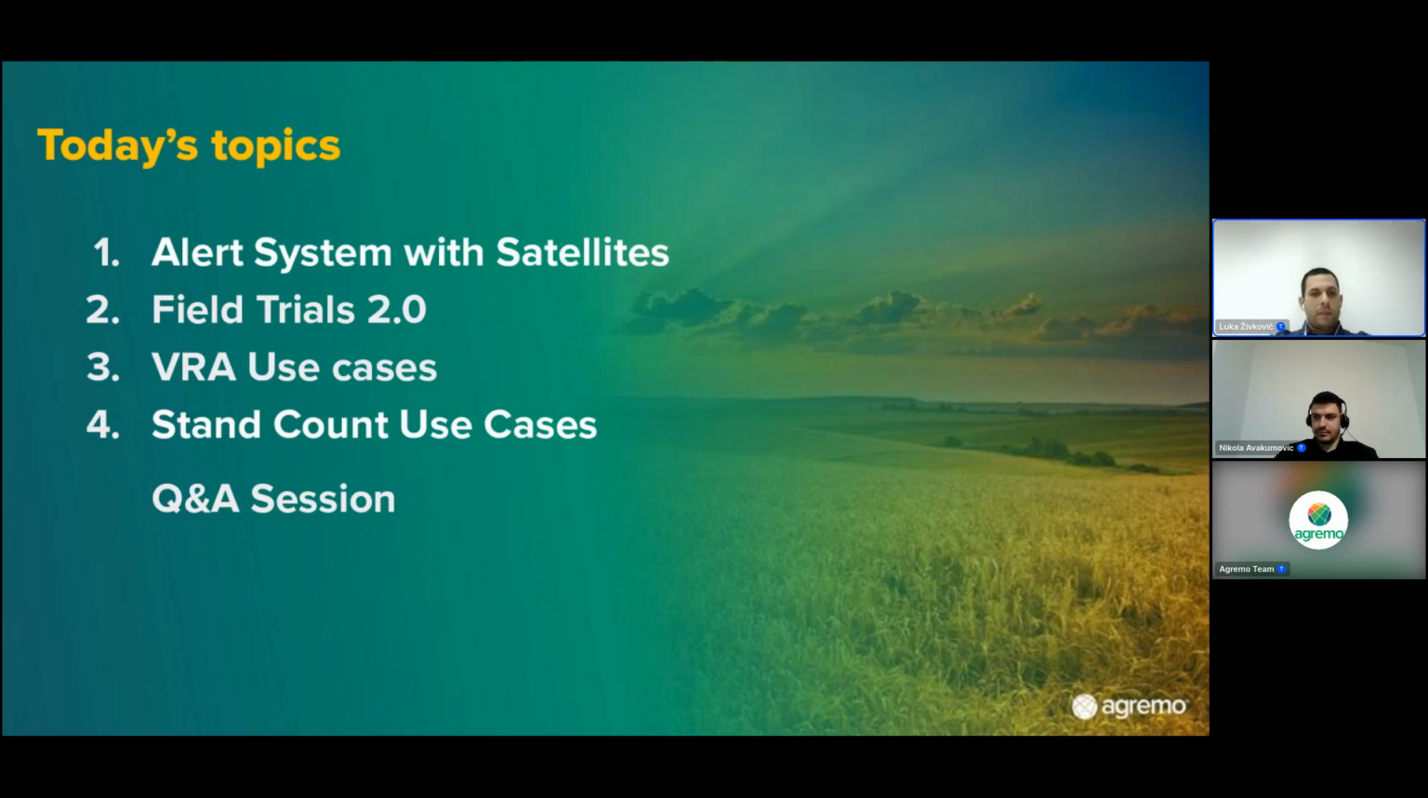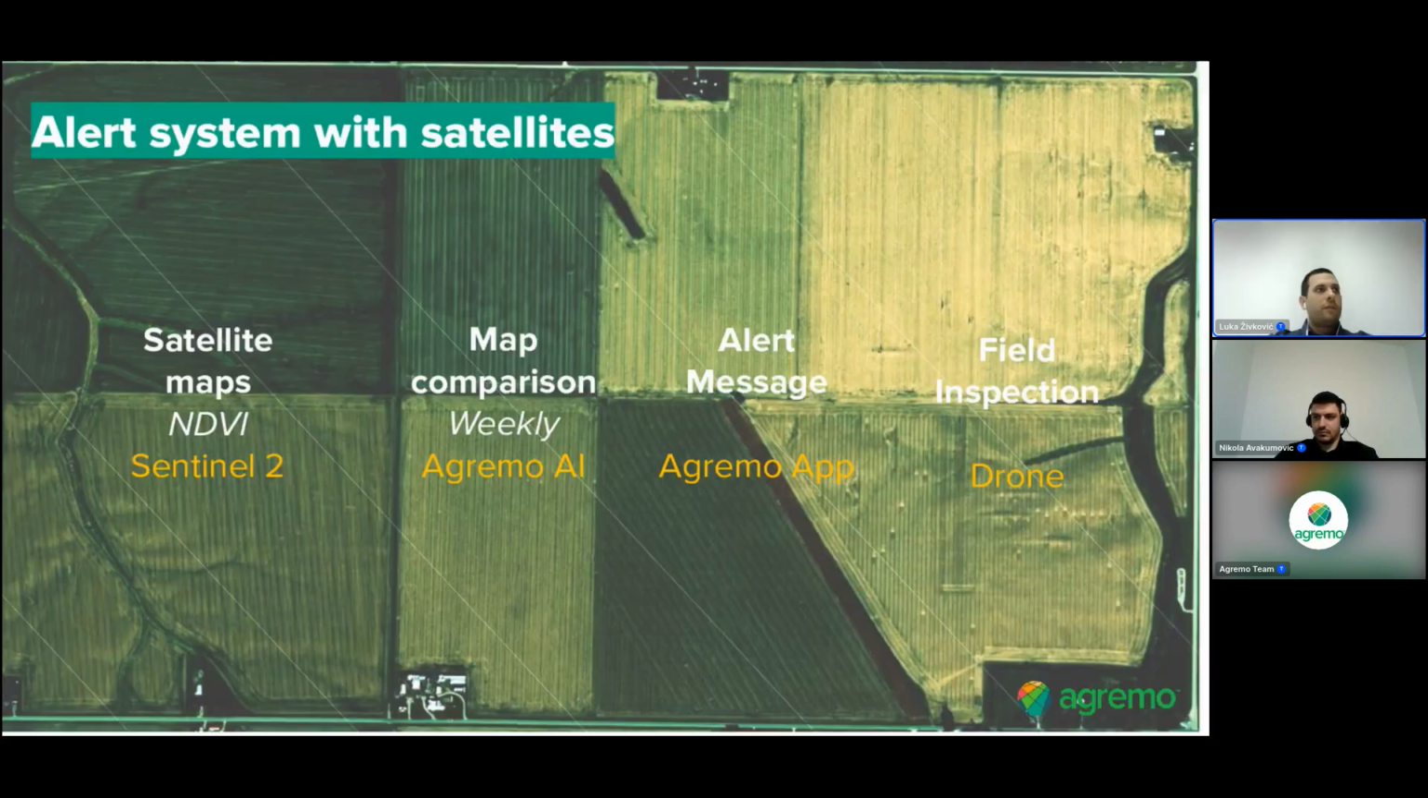So let's move to our first topic, the alert system with the satellites. This is a new add-on that will be available in our crop monitoring product. We integrated the satellite maps, RGB and NDVI maps from Sentinel-2. And when you create a field boundary, the satellite imagery will start automatically to be generated on a weekly basis.